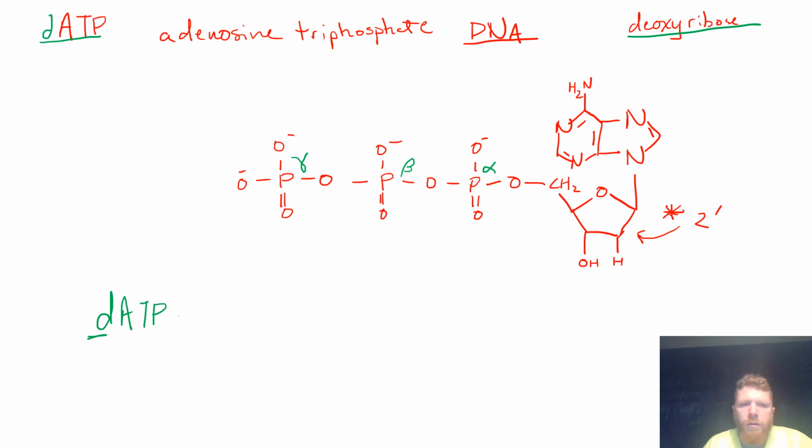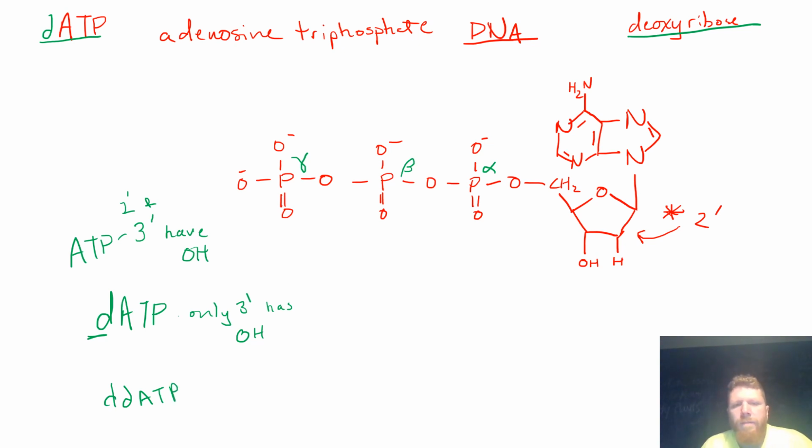At any rate, I wanted to show you this, and I also wanted to mention to you that just as we have ATP, which indicates there is no deoxy, instead this would have a 2' and 3' both with OH groups. For dATP, only 3' has an OH group. There is also ddATP. This is dideoxy adenosine triphosphate. There are no OH groups at the 2' or the 3' position.